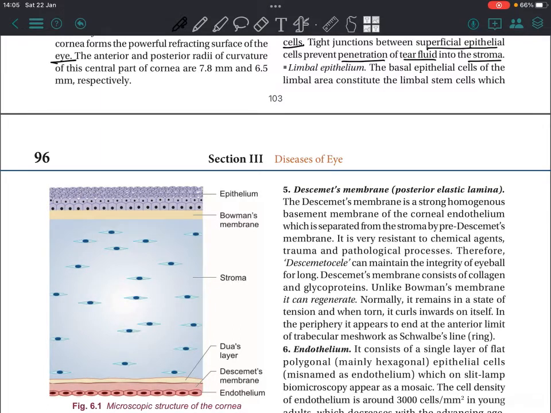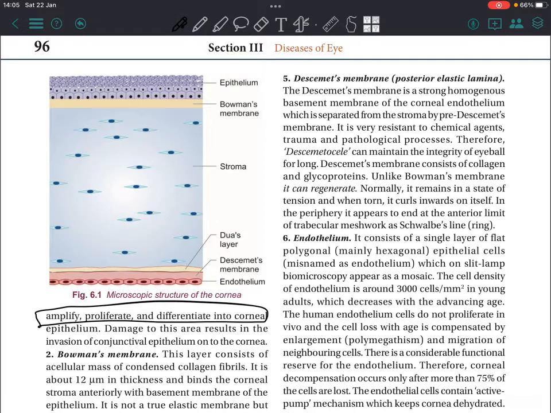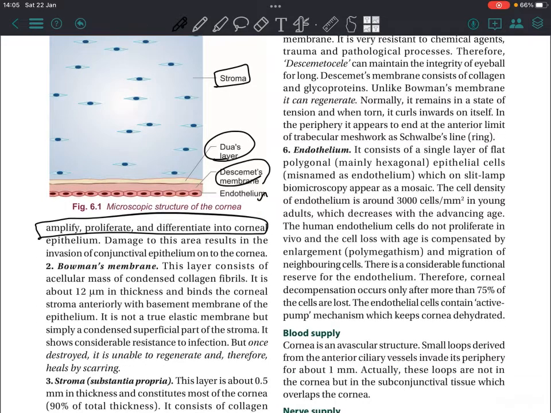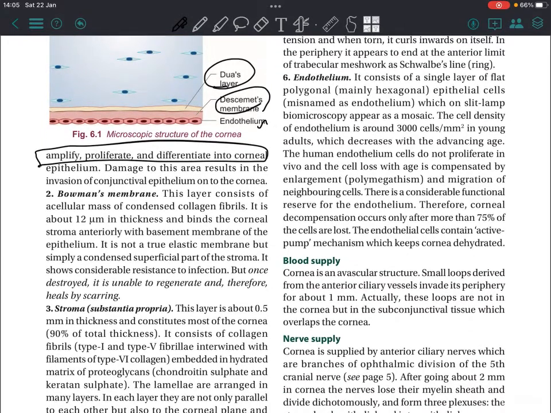Limbal epithelium. The basal epithelial cells of the limbal area constitute the limbal stem cells, which amplify, proliferate, and differentiate into corneal epithelium. Microscopic structure of the cornea: endothelium, Descemet's membrane, Dua's layer, stroma, Bowman's membrane, and epithelium. Damage to the limbal area results in invasion of conjunctival epithelium onto the cornea.